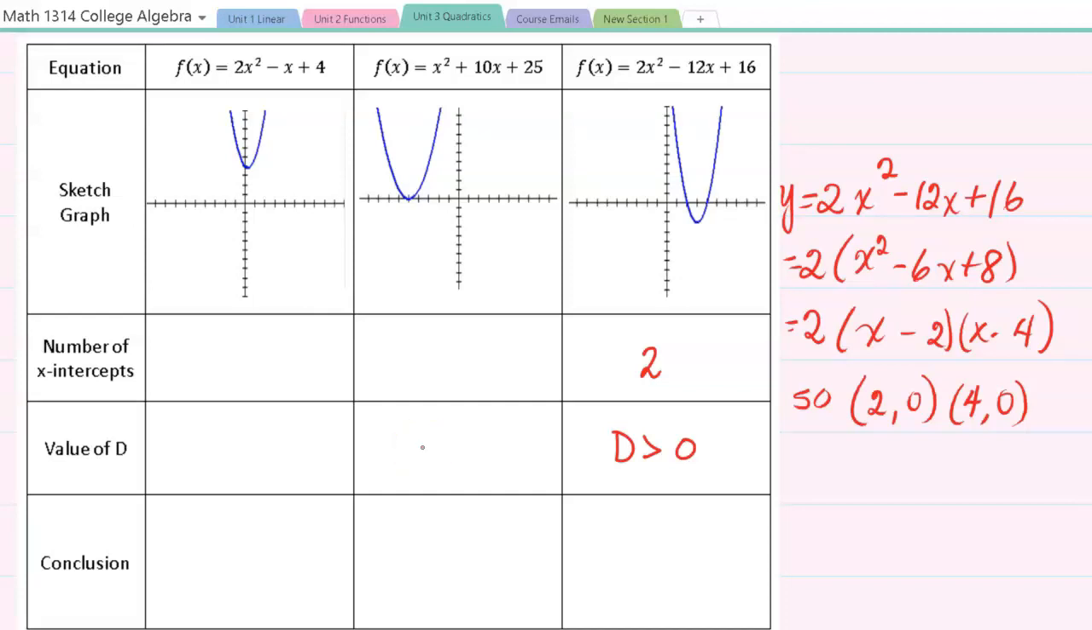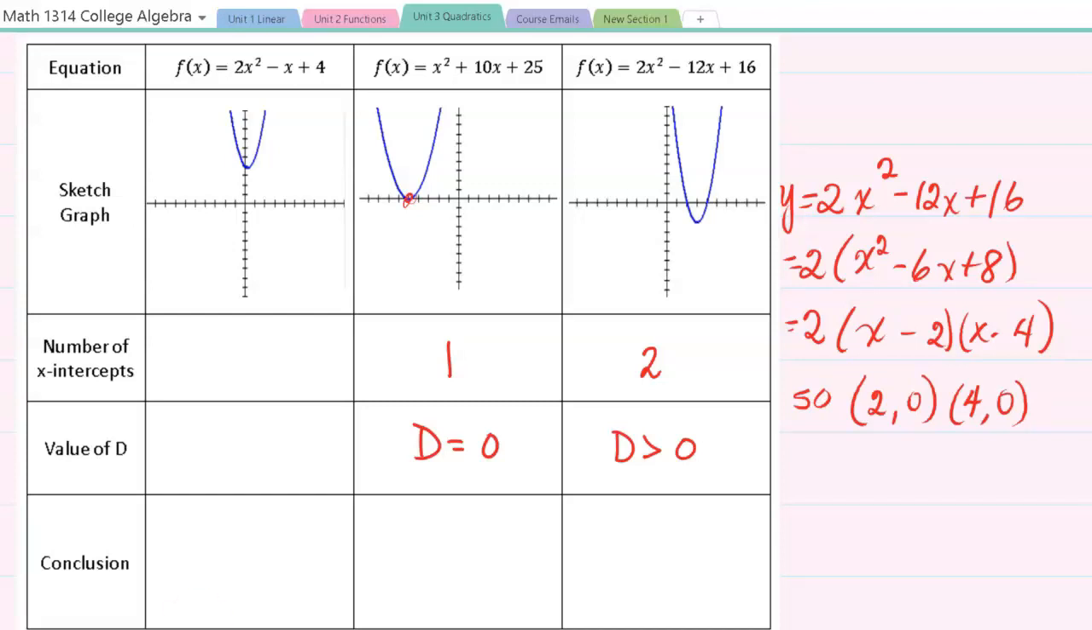If big D is 0, I know I will get one real rational solution, and this means that the graph will have one x-intercept. This means that the vertex of my graph will be on the x-axis. The graph can open up or down, since that depends on the value of a, the coefficient of x squared. This is what we learned in Unit 2 about vertical reflections.